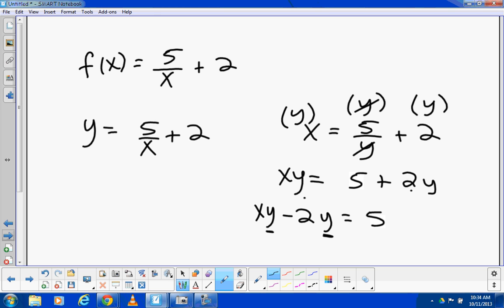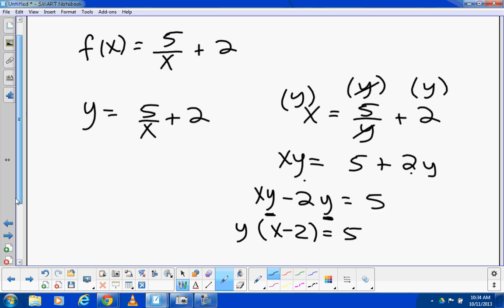No. Watch this. See, both of them have a y in it, right? So how about factoring it out? If I factor it out, then there's only one of them, isn't there? Now, see what I'm getting at? So you can get y times x minus 2 equals 5. Now the equation only has a single y in it.